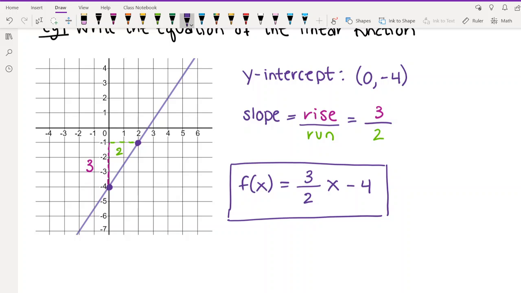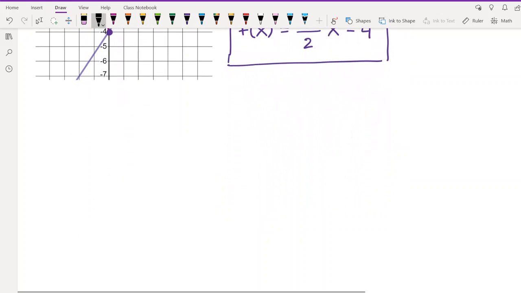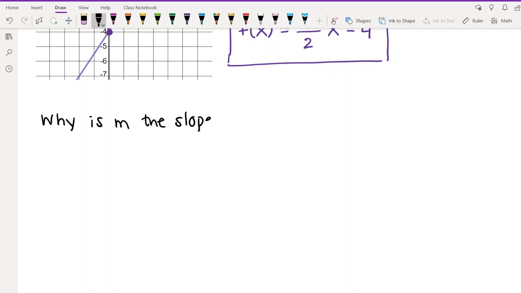Okay, I want to talk a little bit about why it is that m gives you the slope and b gives you the y-intercept. So that's what we're going to do now, just for a moment. We're just going to look at one example. And then we will also talk about horizontal and vertical lines, and that will be the last thing of today. So y equals mx plus b: m is the slope, and b is the y-intercept.